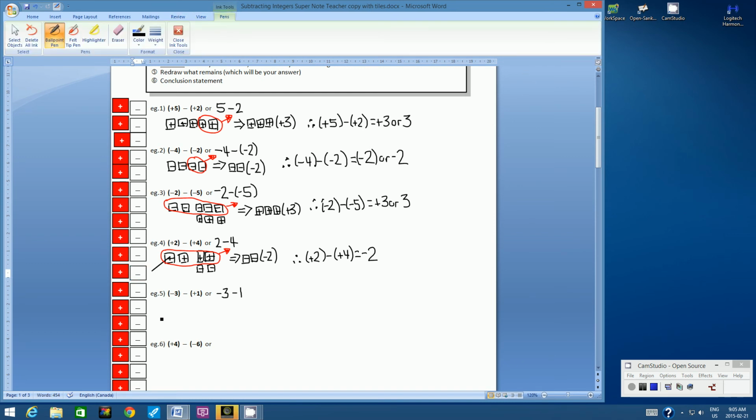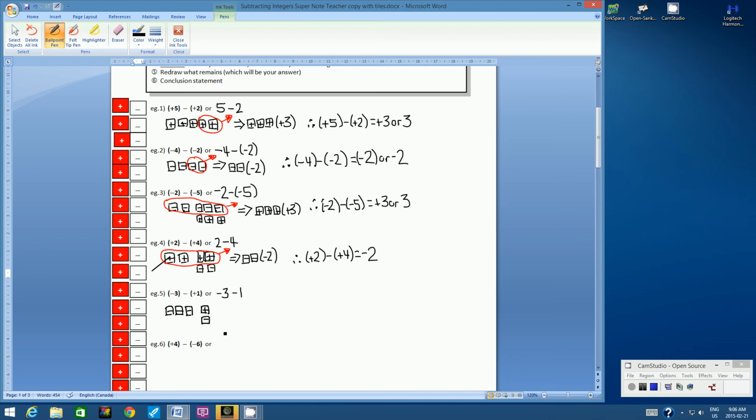Okay, so let's draw the first integer. So we've got 3 negatives. Okay? Now, we have to take away the +1. Well, can we take away the +1? No, because there are no positive tiles. So let's add +1 and then let's add a negative because this is a 0 model.